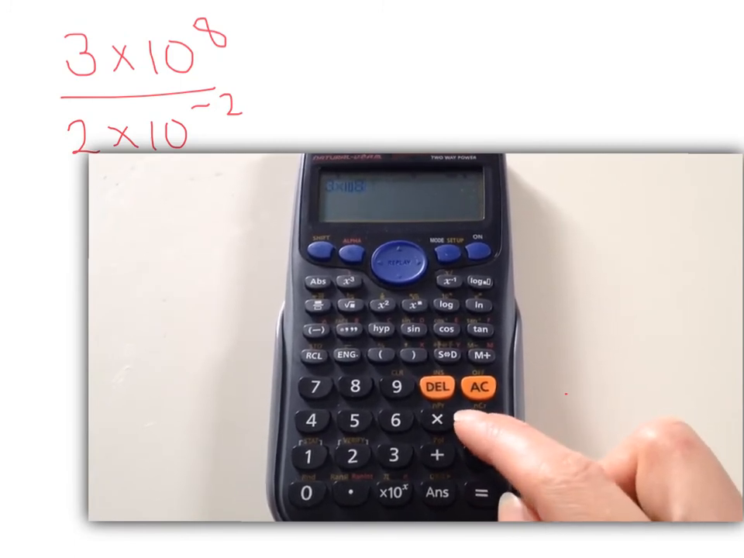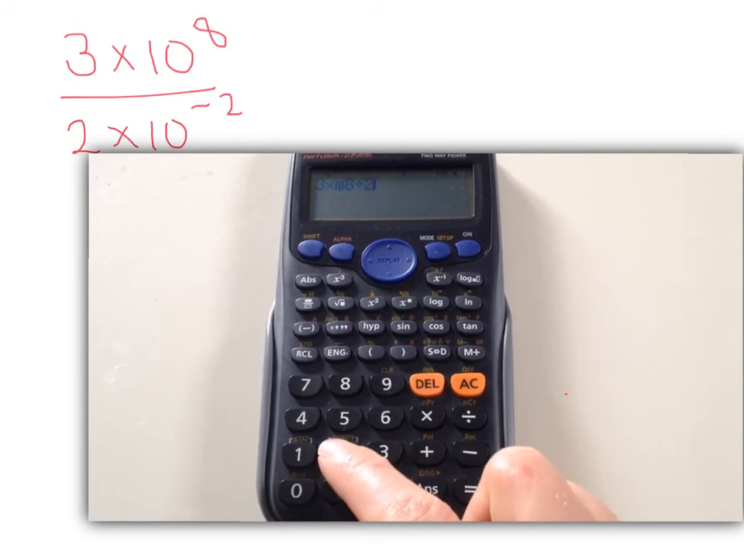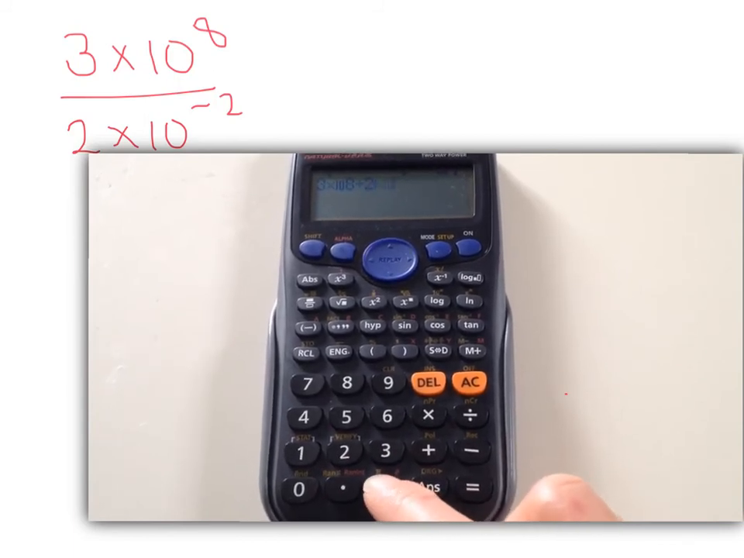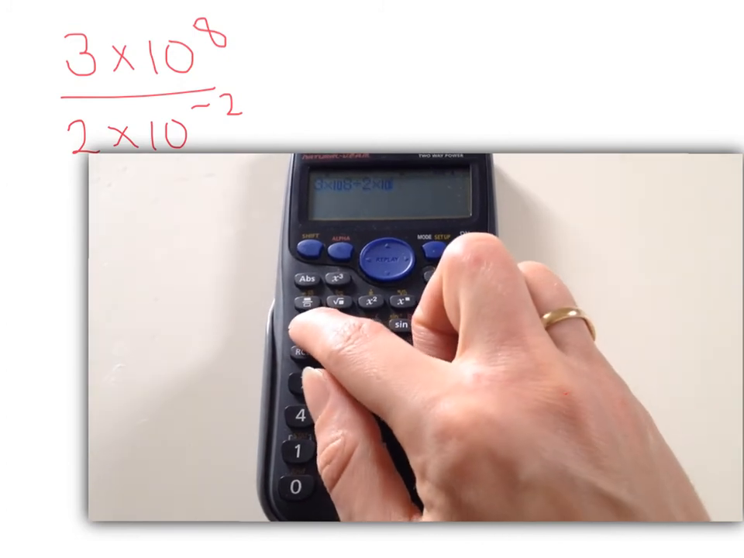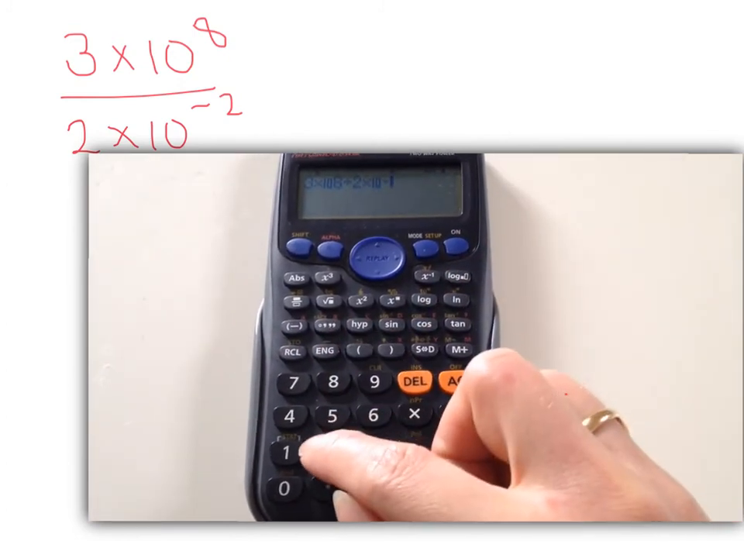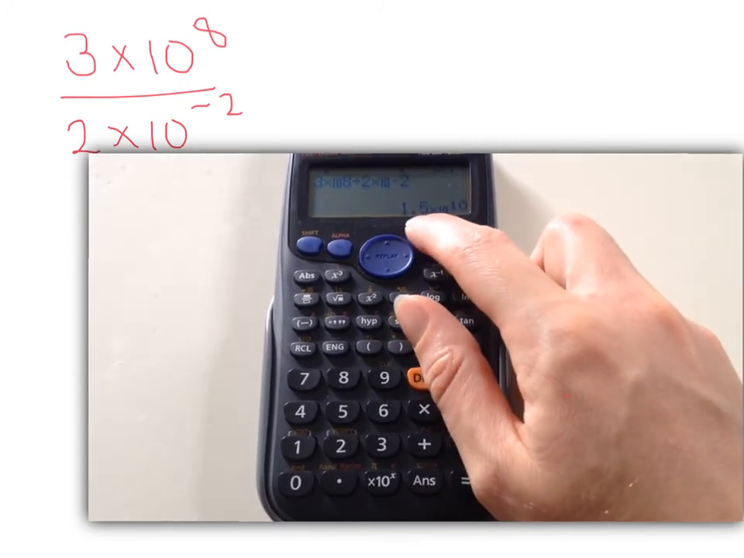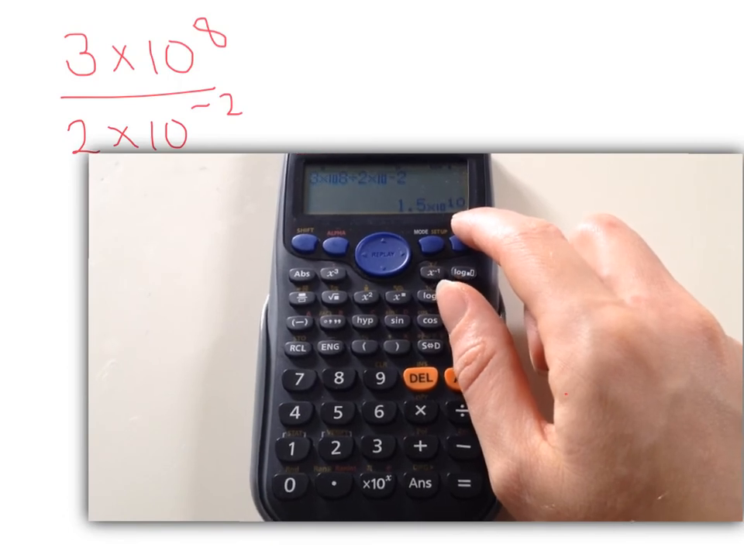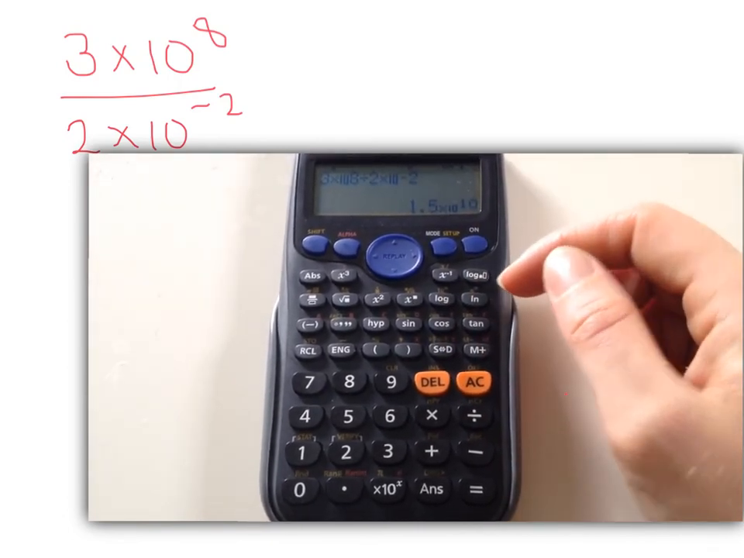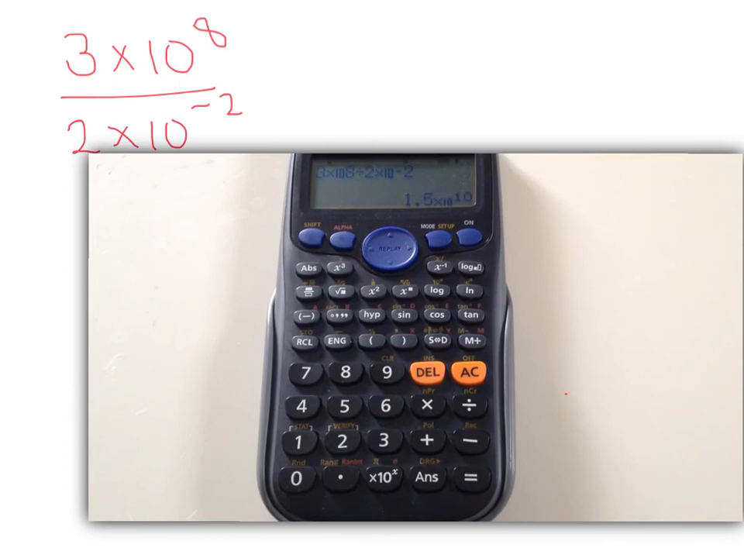That number then needs to be divided by 2 times 10 to the power of minus, there's our little minus button, 2. Then I'll press equals, and I get my answer, 1.5 times 10 to the minus 10. That is exactly the answer that I need to write down. And then I won't forget my units, which are hertz.